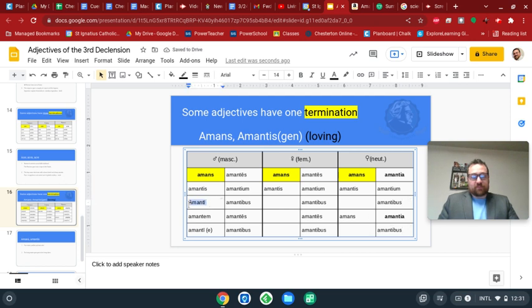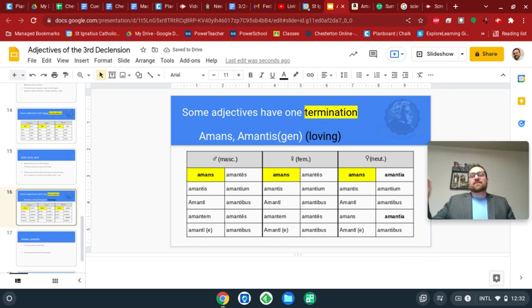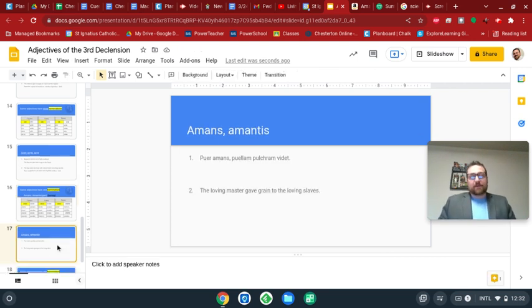We're going to take this amanti and use it over here and over here. Amantem again. We're going to use amanti, sometimes amante. And there is amans, amantis, fully declined. Let's use that in some sentences.